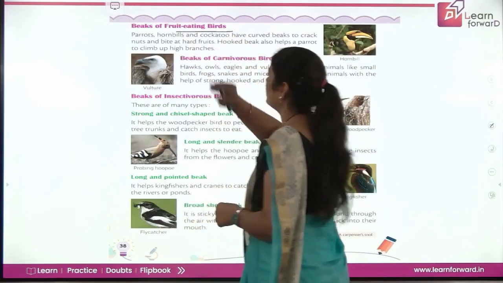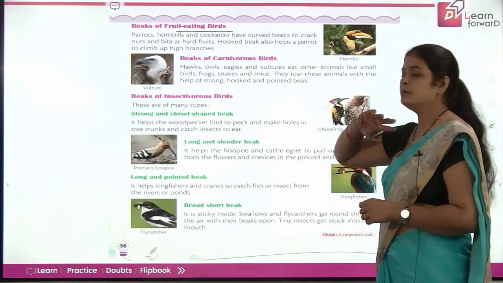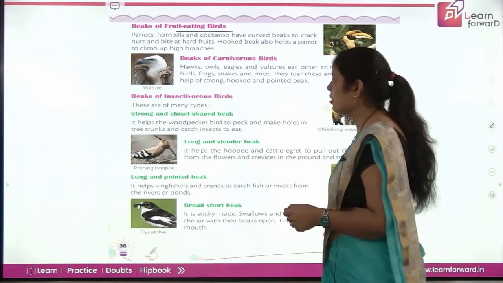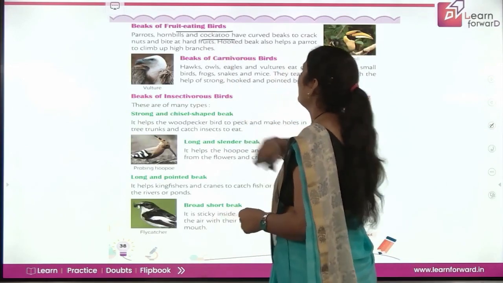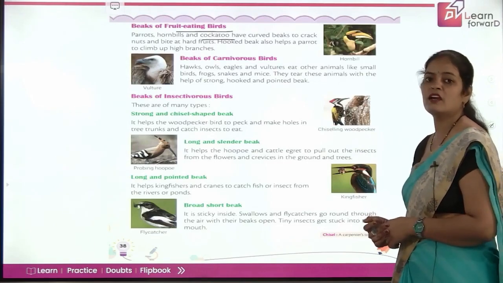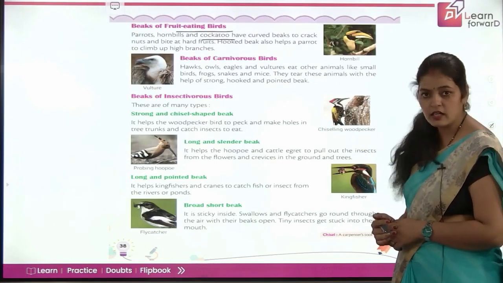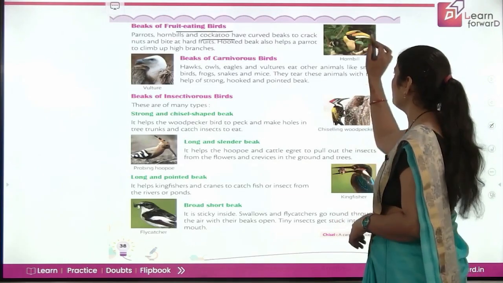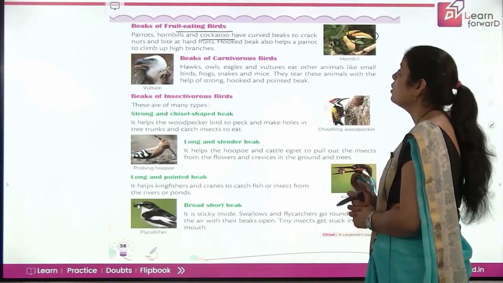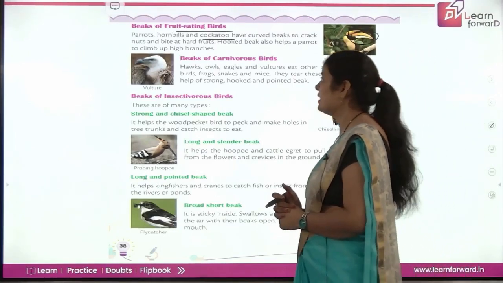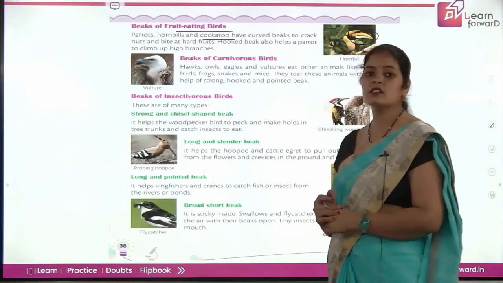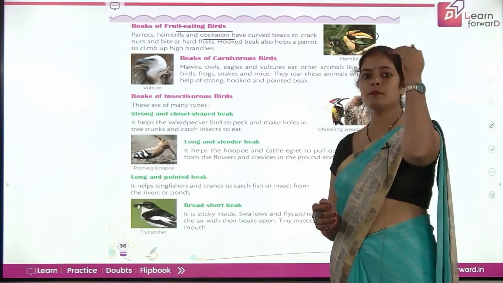What is the shape of the beaks of the birds that eat fruit? Here it is a hornbill. Parrots, hornbills and cuckoos have curved beaks to crack nuts and bite at hard fruits. Their beak helps them to cut or feed upon these hard structures. A hooked beak also helps a parrot to climb up high branches. This is very interesting, that a parrot uses its hooked beak to climb up the branches.